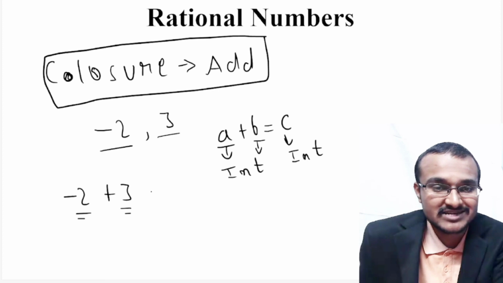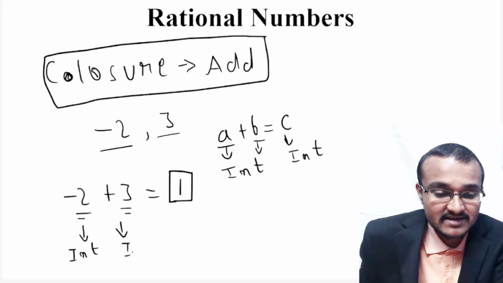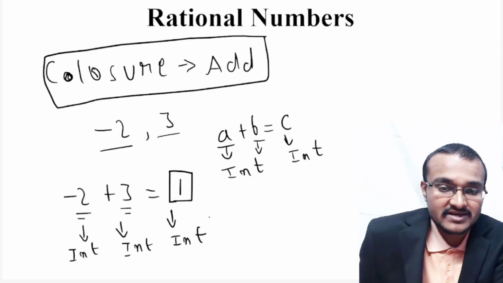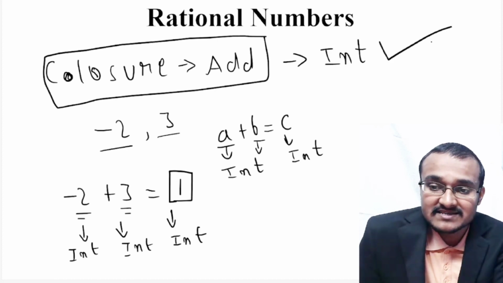So when you do minus 2 plus 3, you will get the answer as 1. So even 1 is an integer. After adding two integers, you are actually getting an integer only, because 1 is also an integer. So here you can see that closure property under addition for integers is satisfied.